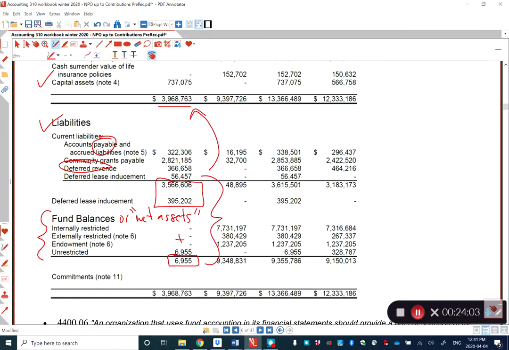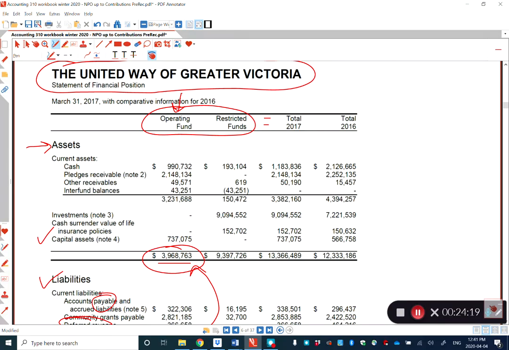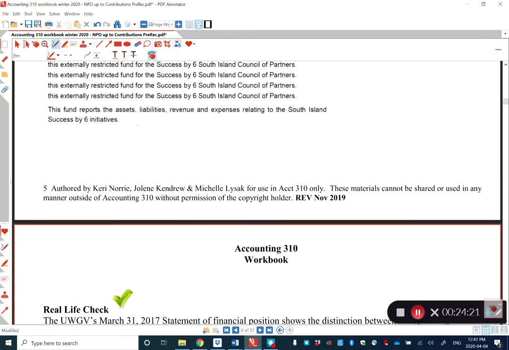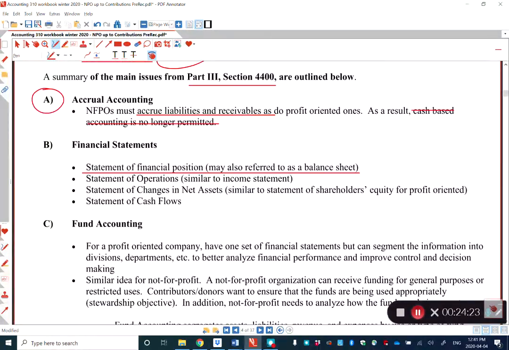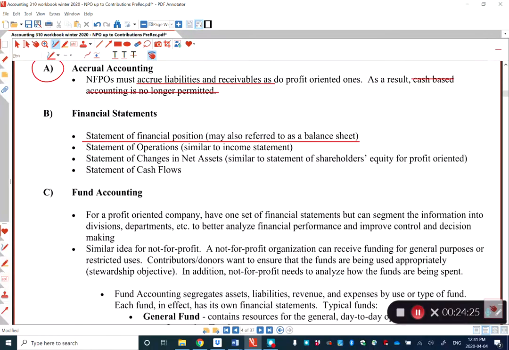So that's how your balance sheet works, right? You've got liabilities, and then where you would have an owner's equity section, you've got fund balances. And here's the balance part, which makes it a balance sheet and not just a sheet. So that's your statement of financial position, or balance sheet, and it's largely different from that of a for-profit enterprise.